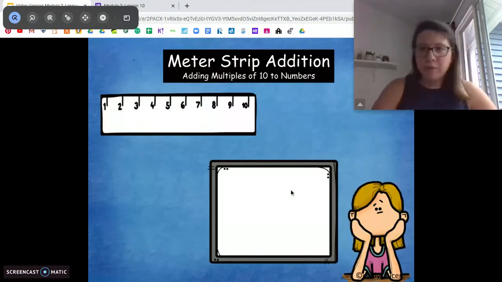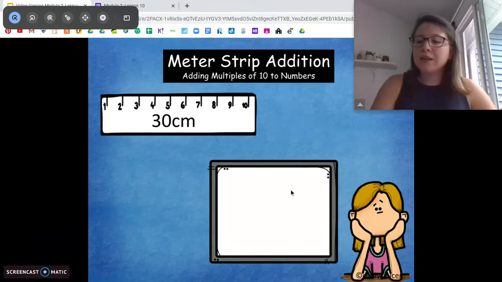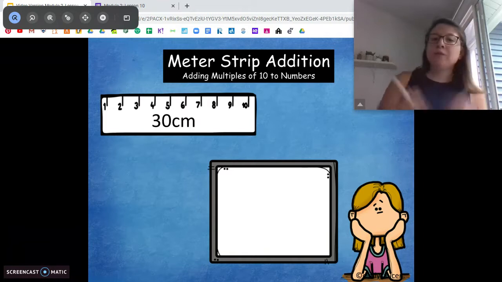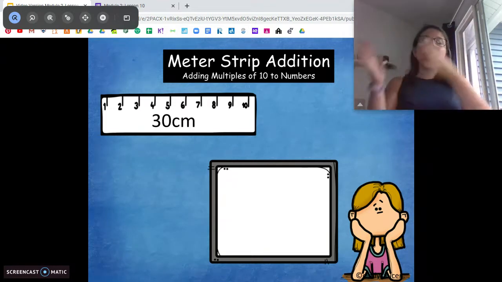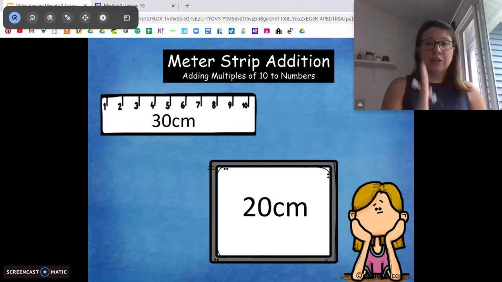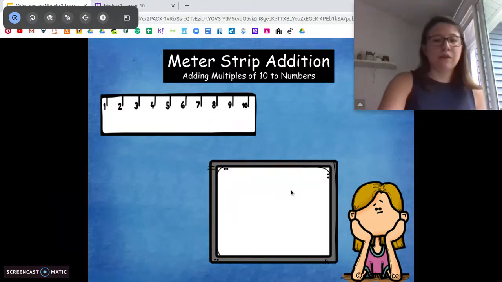We'll start off with a warm-up as usual. I'm going to give you a number, and you're going to tell me the number that is 10 less. Okay? So if I give you 30 centimeters, a measurement of 30 centimeters, you're going to tell me the measurement 10 less, which is 20 centimeters. Remember, when we're doing 10 less, we're only changing the place value in the tens place. So let's try this one together.